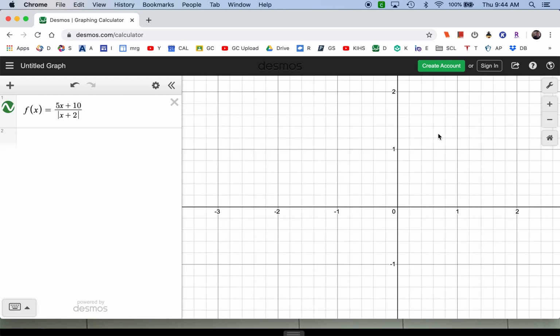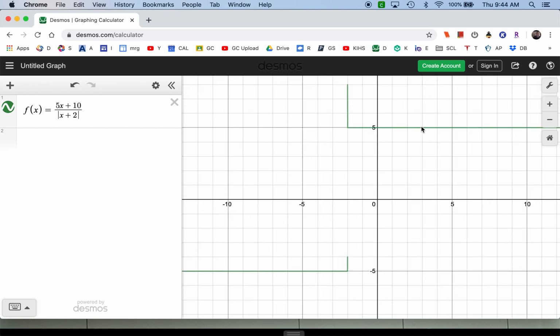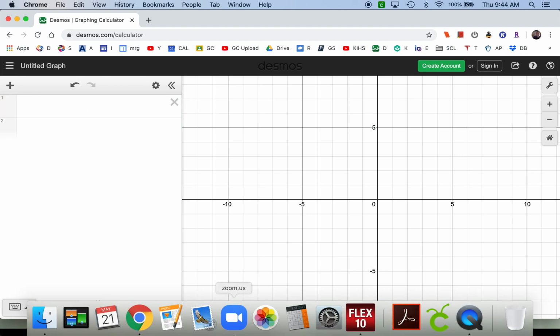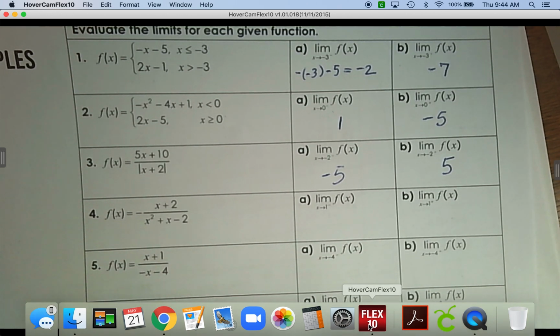If I, oops, I didn't mean to zoom in there. If I look here from the right, what's that? Look at the y-coordinate. It never changes. What's the y-coordinate as it gets closer to negative 2 from the right? And I want you to notice that answer is positive 5. All right, we're going to stay here on Desmos for the next question. So this is what it looks like. Negative 5 and positive 5 from off the graph.